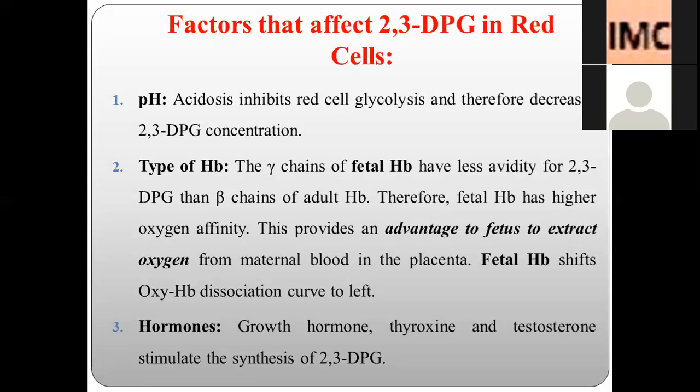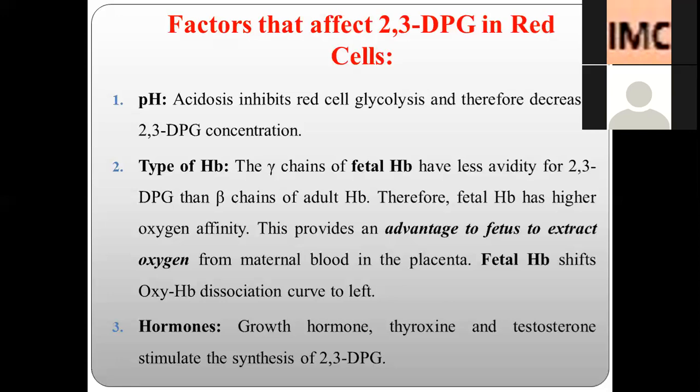Then if you have different types of hemoglobin, for example fetal hemoglobin, it has a lower avidity for 2,3-DPG than the beta chains present in adult hemoglobin. So fetal hemoglobin has higher oxygen affinity, and this provides an advantage to the fetus to extract oxygen from maternal blood in the placenta. So fetal hemoglobin shifts the oxygen hemoglobin dissociation curve to the left because it has more affinity for oxygen.